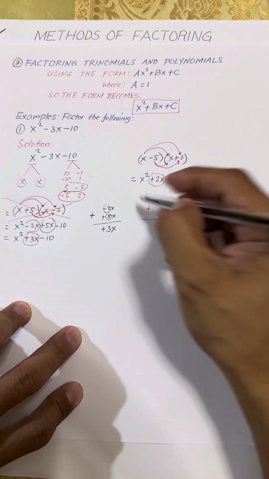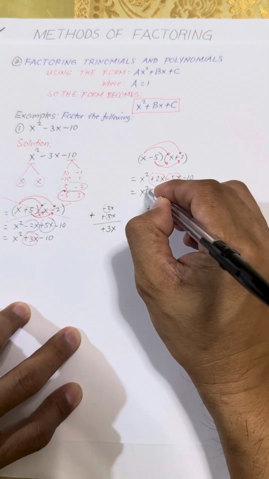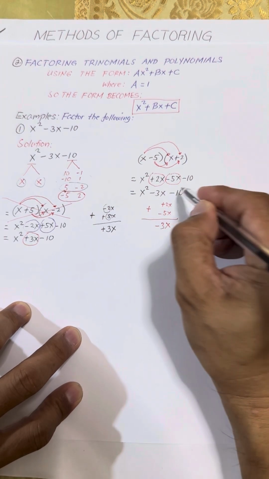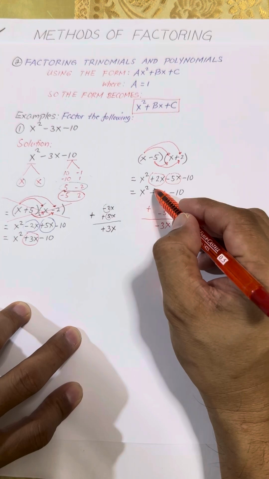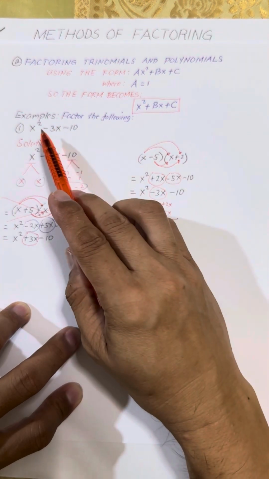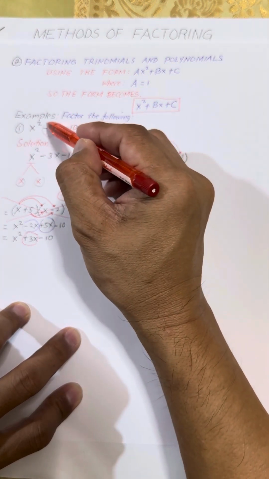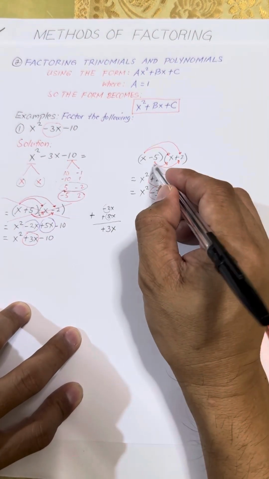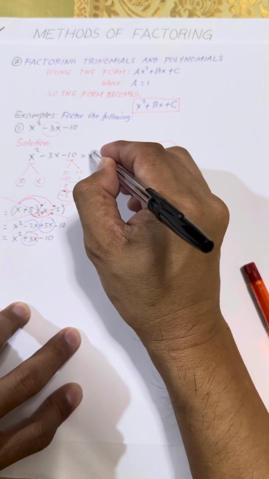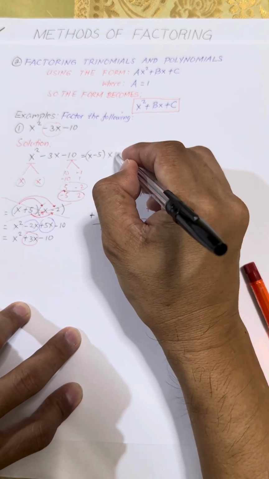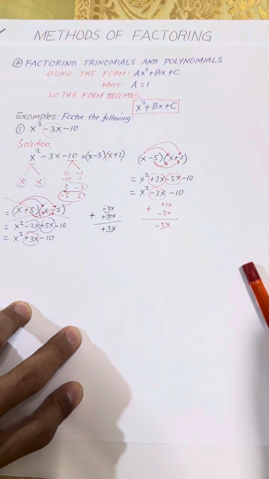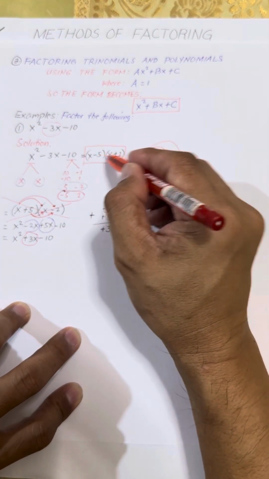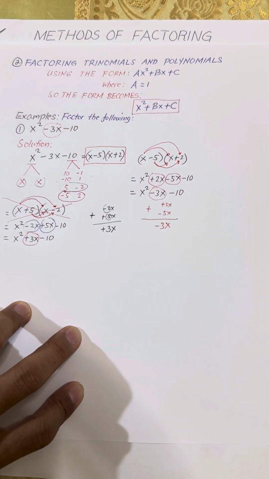Okay, so therefore, our result now is x squared minus 3x minus 10. So look at the middle term. Is it the same as the middle term of the given? Yes, they're the same. So therefore, our chosen factors, which are x minus 5 and x plus 2, are the factors of this given trinomial. Okay, so this is our answer. These are the factors. So that's how easy.